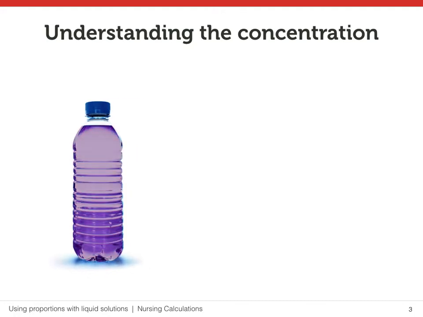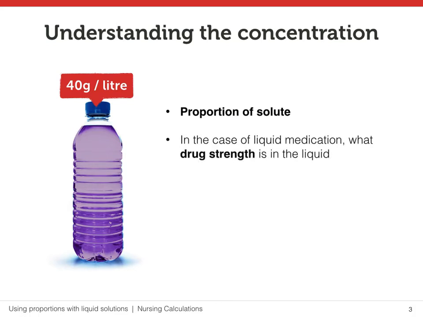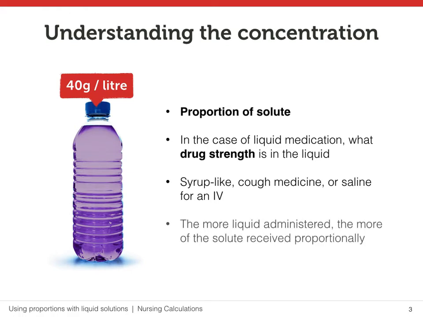Here is our bottle with the sachet mixed evenly through. It's a nice blackcurrant flavour now. So we know that now there are 40 grams of GoFuel per litre of water. The concentration is just telling you about the proportion of solute that there is in the liquid, or, in the case of liquid medication, what drug strength is in the liquid. If it is syrup like cough medicine or saline for an IV. And logically enough, the more liquid you administer, the more of the solute or the drug you receive in a proportional way.